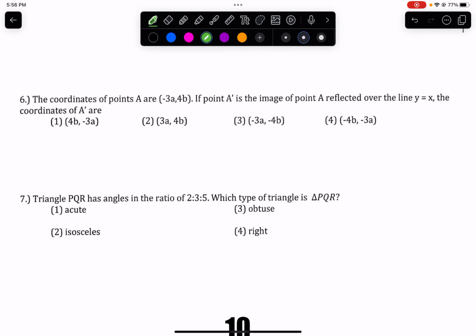The coordinates of point A are (-3a, 4b). If point A prime is the image of point A reflected over the line y equals x, the coordinates of A prime are.